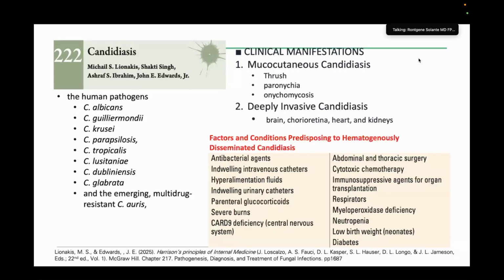Others include patients with intravenous indwelling catheters like an IV catheter or central line, patients on hyperalimentation fluids, indwelling urinary catheters, steroids, severe burns, carnitine deficiency, abdominal and thoracic surgery, cytotoxic chemotherapy, immunosuppressive agents for organ transplantation, mechanical ventilators, myeloperoxidase deficiency, neutropenia, low birth weight, and diabetes. That's why it's one of the most common Candida infections in the hospital, because most of these patients have any of these risk factors. So when your patient presents with invasive candidiasis, the risk factor is the culprit for why the patient developed it.